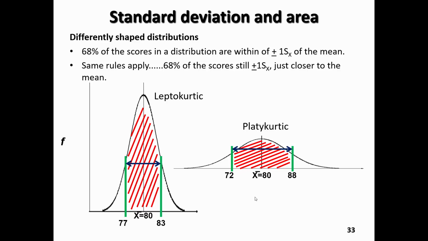Now, remember, the standard deviation is quantified in the original units. So if this is 80 years old as an average, 83 years old represents the upper limit of one standard deviation. 77 years old represents the lower limit of one standard deviation about the mean. So it's always in the original units.